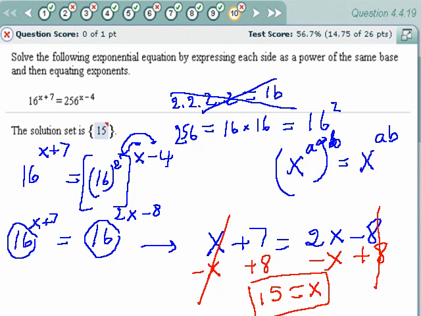So again, in a problem like this, try to have the same base. Once you have the same base on the left and on the right, then you are forcing the exponents to be equal. Because to have the same base, you must have the same exponents. Otherwise, it does not happen. All right, let's look at the third problem now.